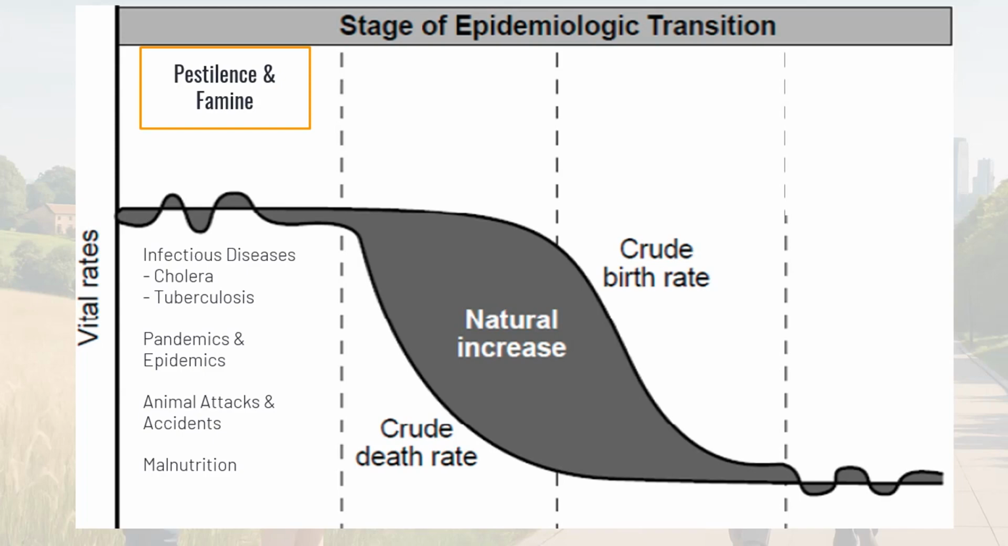Here, high death rates are driven by infectious diseases like cholera and tuberculosis, along with pandemics, epidemics, malnutrition, and even animal attacks or accidents. Basically, life was short and often unpredictable. Because of this, both crude birth rates and crude death rates are high, leaving the population with little to no long-term growth. This stage corresponds with stage 1 of the DTM, societies struggling just to survive, with disease and food shortages constantly holding back population growth.